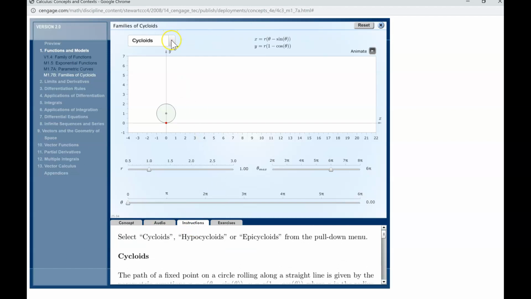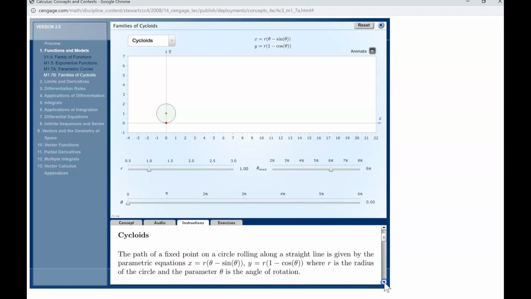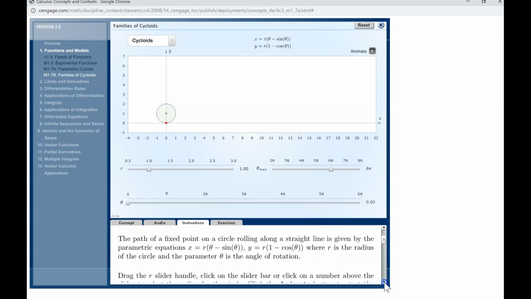Okay, we're going to select cycloid. And then with that cycloid, we're going to follow the path of a fixed point on a circle rolling along the straight line. It's given by the parametric equations, where the parameter now, in this case, because we're dealing with a circle, is theta and not t. And the radius is the radius of the circle, and again, the parameter is theta.